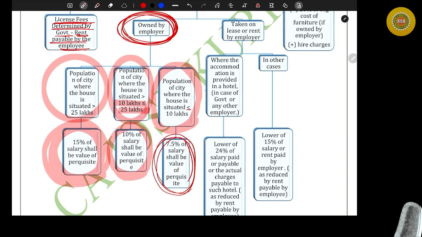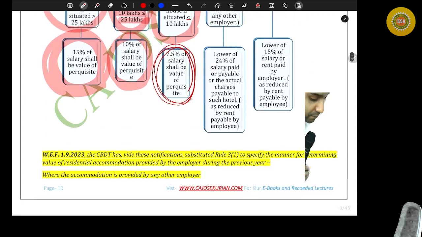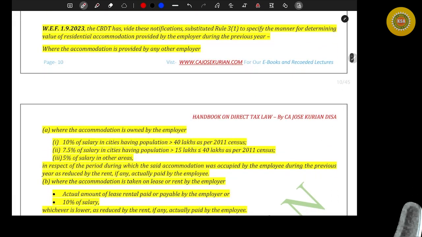But there is a problem. What is the problem? A new amendment came, with effect from 1st September 2023. The CBDT has notified a substituted Rule 3(1) to specify the manner for determining the value of residential accommodation provided by the employer during the previous year. And what is the new manner? Where accommodation is provided by any other employer, that means other than a government employer, and the accommodation is owned by the employer, how do you value the perk?